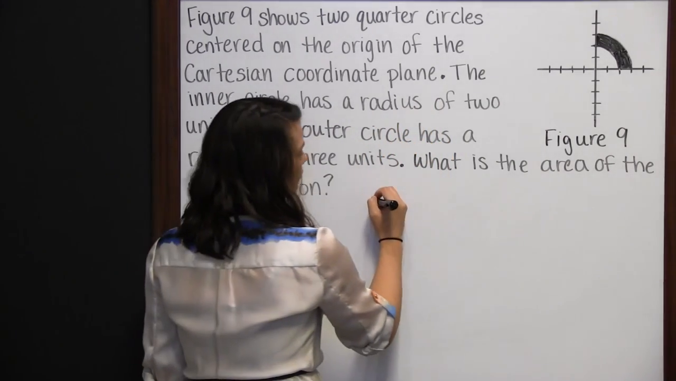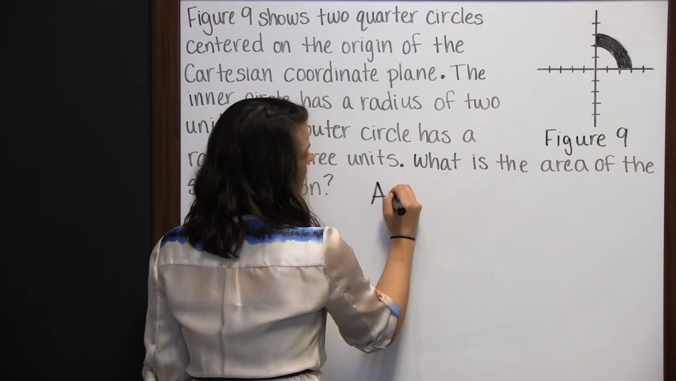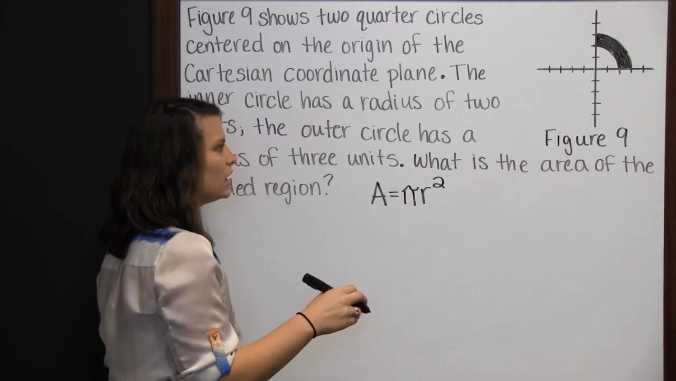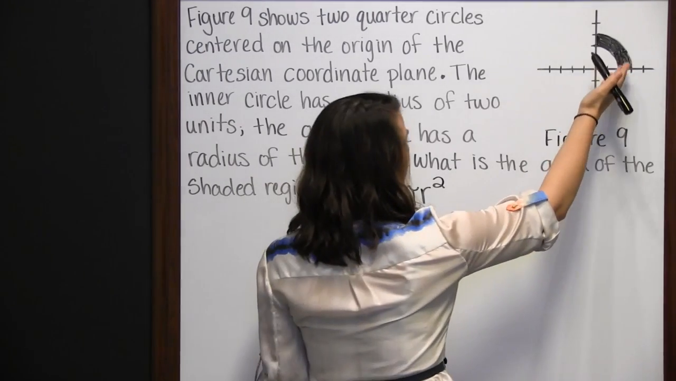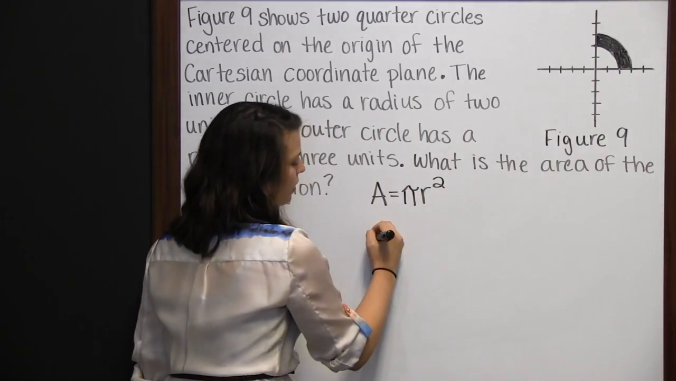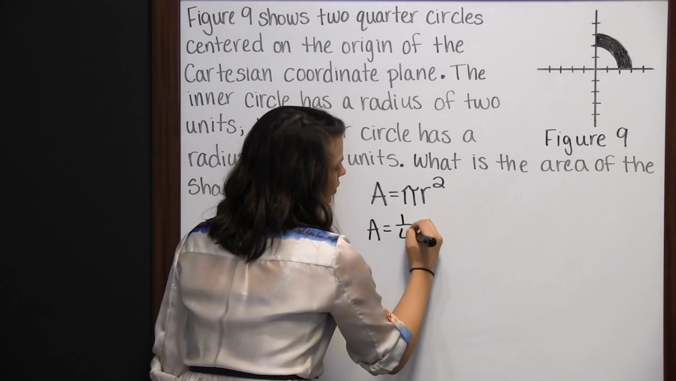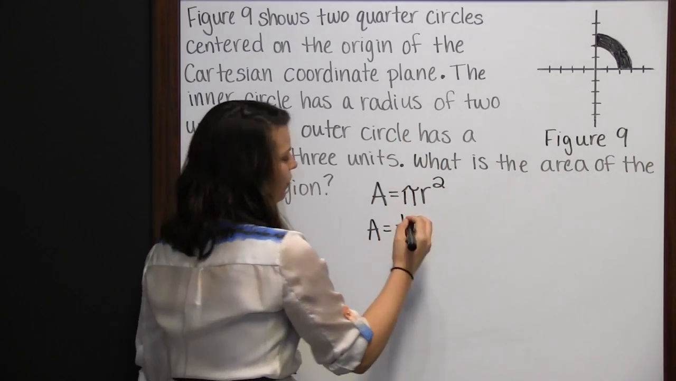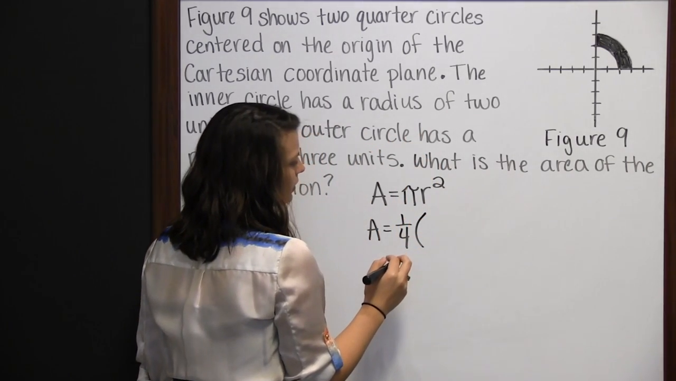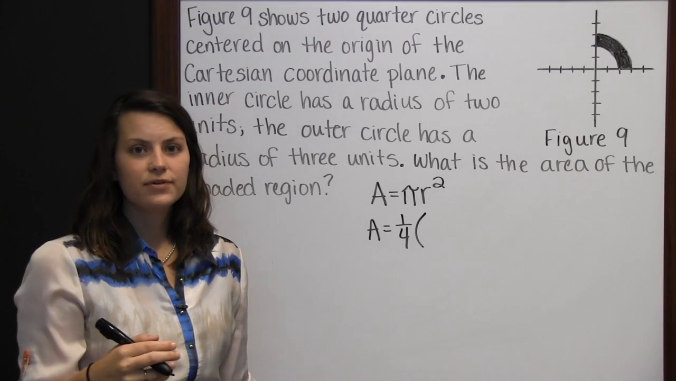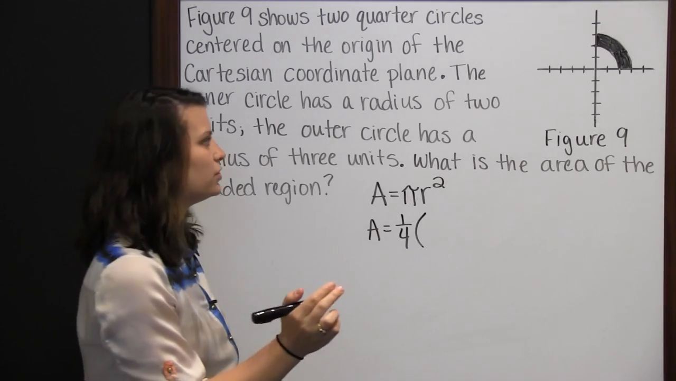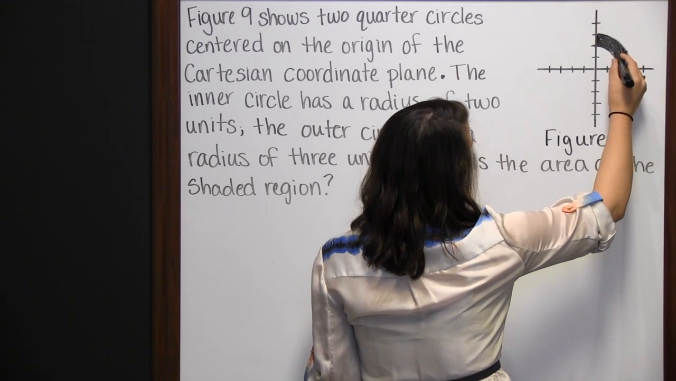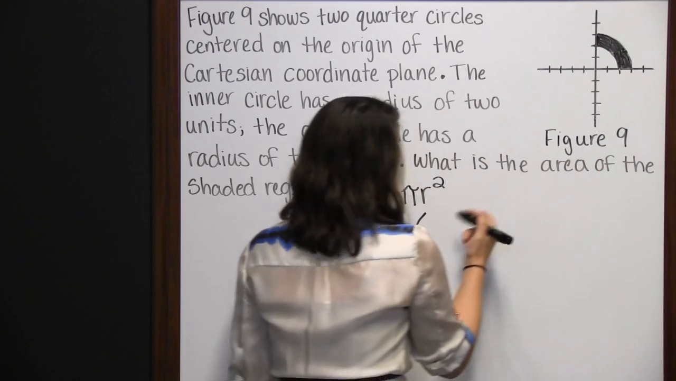So first let's start with the formula for the area of a circle. It's pi times radius squared. As we discussed though, this is only a quarter of the circle. So our area is a quarter of the area of these circles. And then we need to find the area of just the part between those two circles. So that would be the area of the large circle minus the area of the small circle.